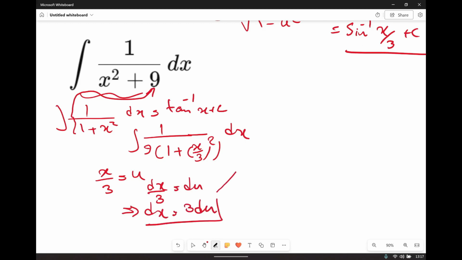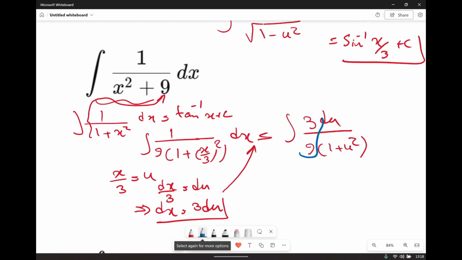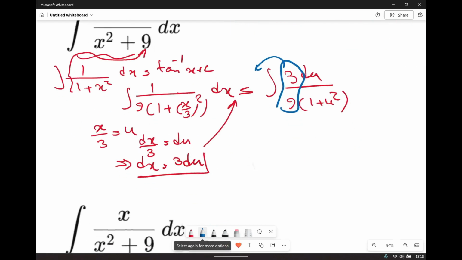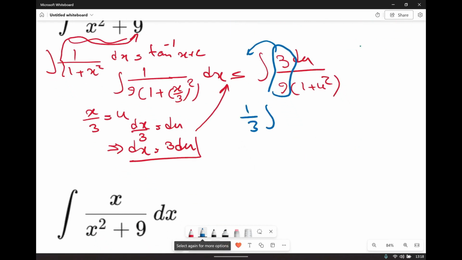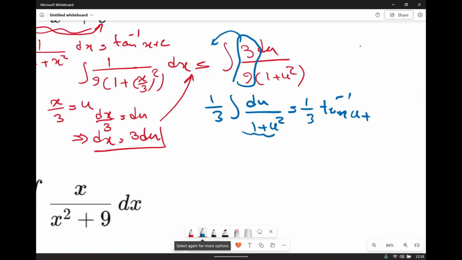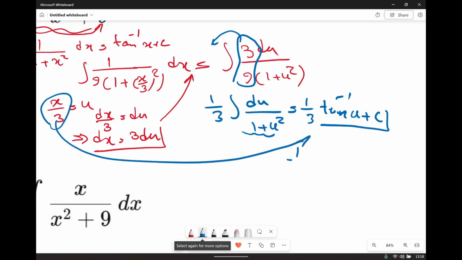I just substitute in here: the integration of 3 du divided by 9 plus 9 u squared, and if I put this in, our integration is 1 over 3 integration du over 1 plus u power 2, and that is 1 over 3 tangent inverse u plus c. If we substitute back, this is exactly 1 over 3 tangent inverse x over 3 plus c.